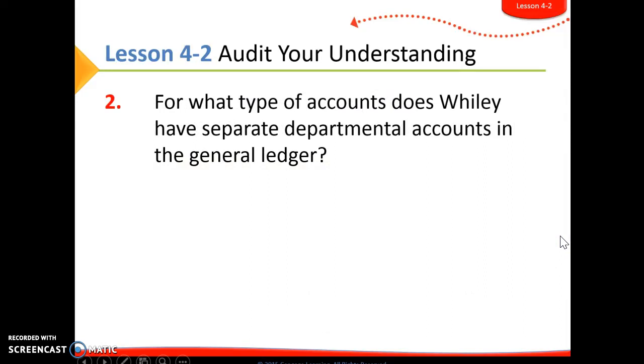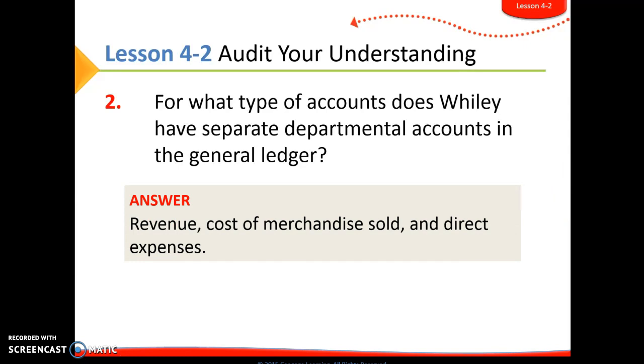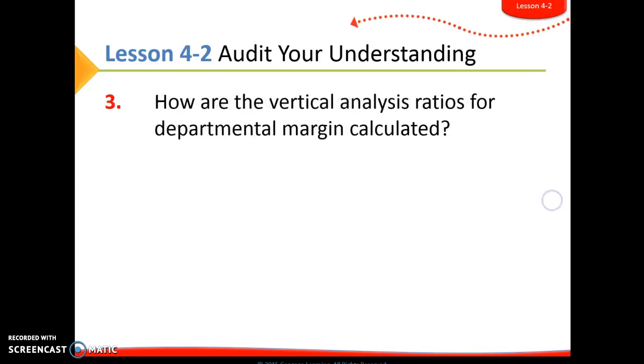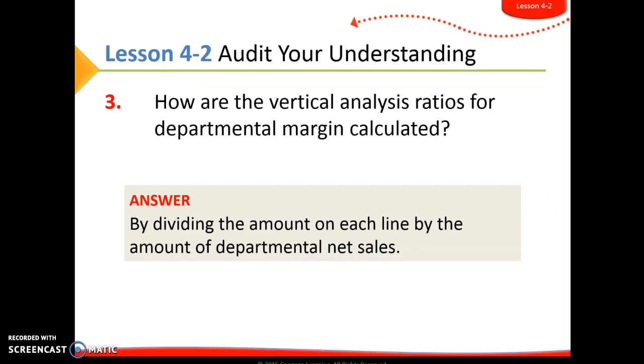Number 2, for what type of account does Wiley have separate departmental accounts in the general ledger? Revenue, cost of merchandise sold, and direct expenses. And then last question, number 3, how are the vertical analysis ratios for departmental margin calculated? We calculate them by dividing the amount on each line by the amount of departmental net sales. So just remember, departmental net sales is always going to be your bottom number when you're dividing.